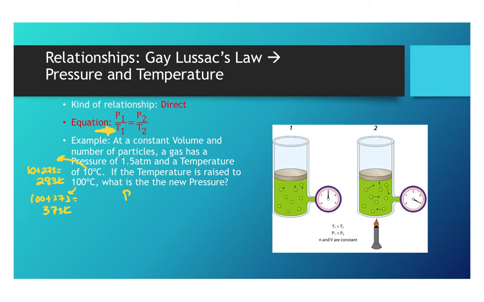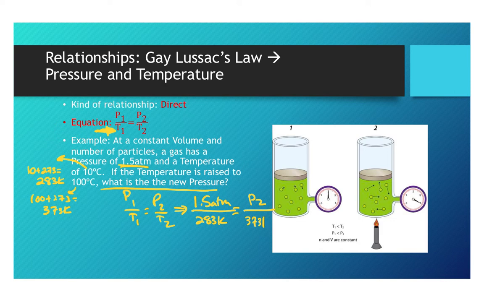Okay, so now that I've got them in Kelvin terms, I can go ahead and use our equation. So here we go. P1 over T1 equals P2 over T2. Do we know what the first pressure is? Yes, we do. It's 1.5 atmospheres. And we put that over the temperature that goes with it, which is 10 Celsius or 283 Kelvin. And that is equal to our new pressure, which we don't know, right? That's what they're asking for. And our new temperature, which is 373 Kelvin.